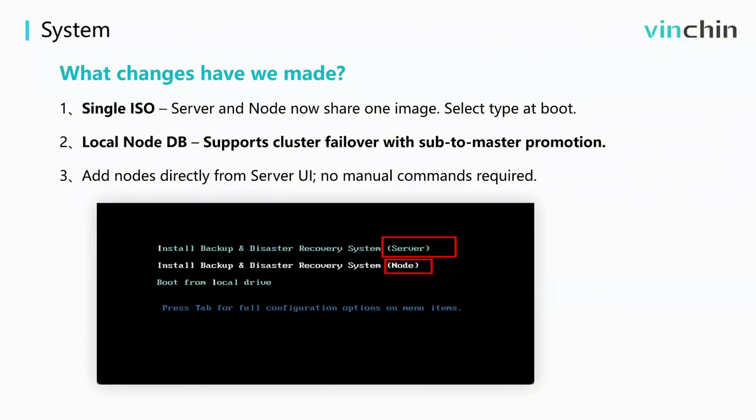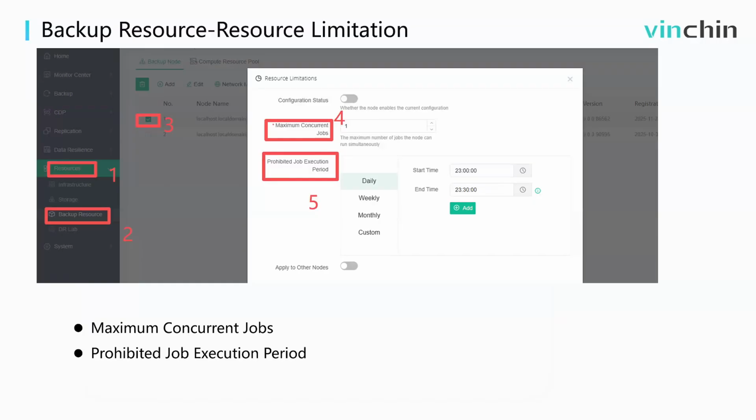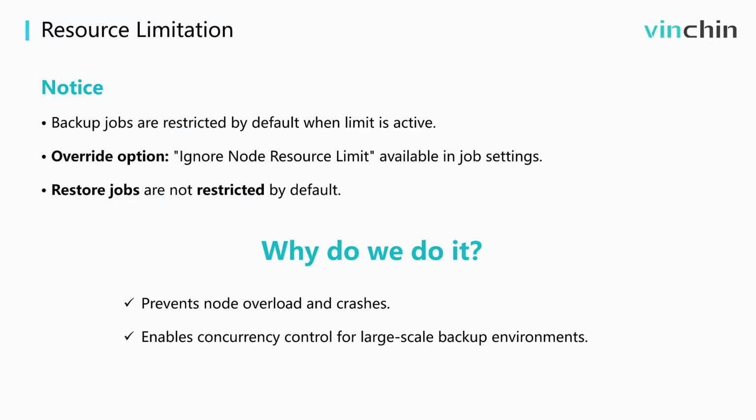And for the local node, DB supports cluster failover with the sub to master promotion and add nodes directly from the server UI, and no menu commands required. For the backup resource limitation, now we can set the maximum concurrent jobs and the prohibited job execution period. And here are some limitations you need to notice.